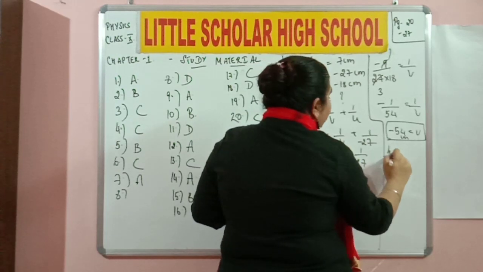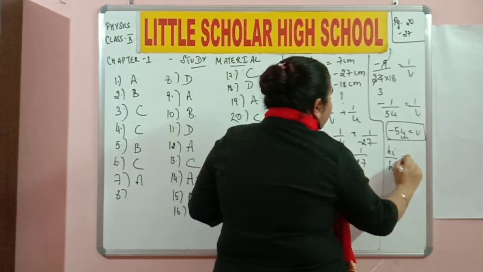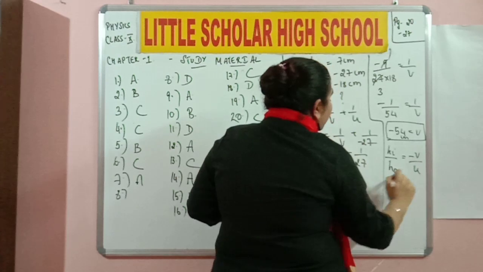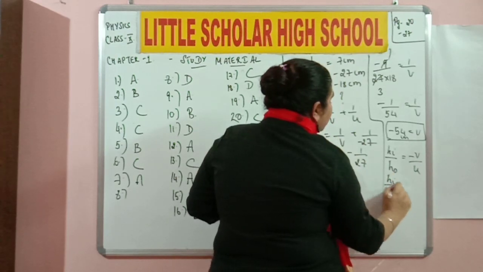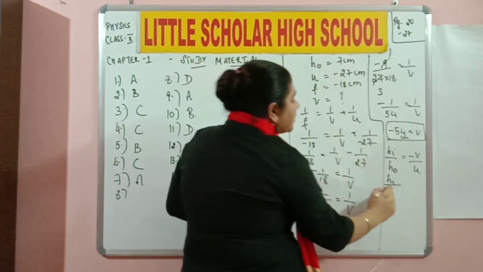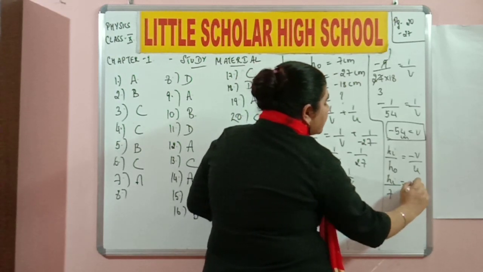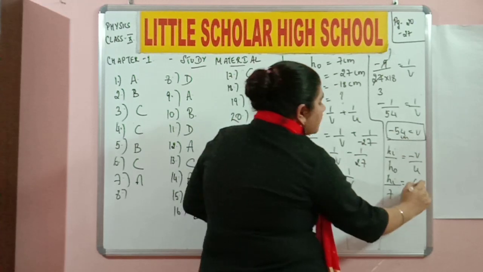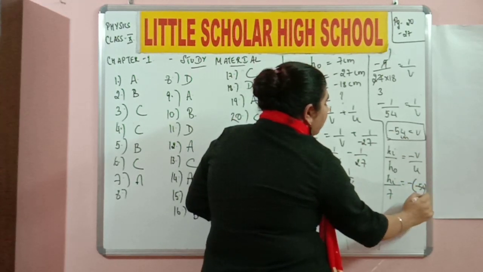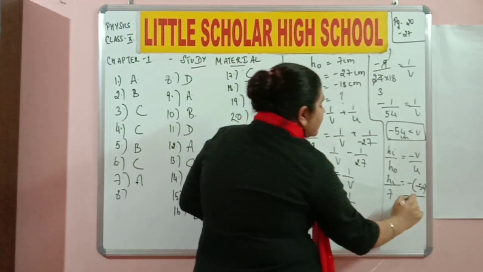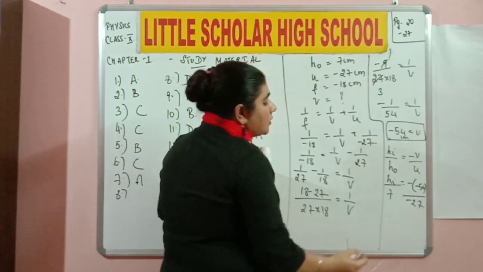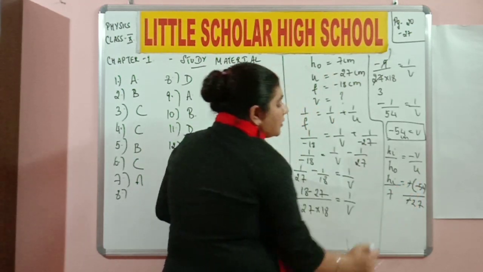So what is the formula of magnification? hi by ho is equal to minus v by u. hi is something that needs to be found out. ho is given as 7 centimeters. So hi by 7 is equal to minus of, what is the image distance? Minus 54 divided by minus 27. That is nothing but the object distance. Cut one set of minus.